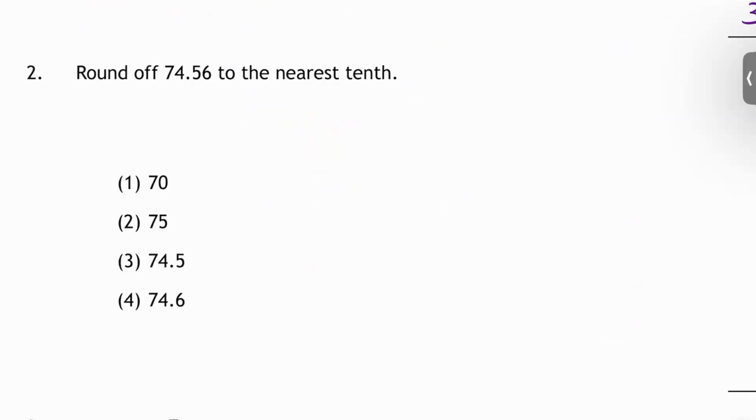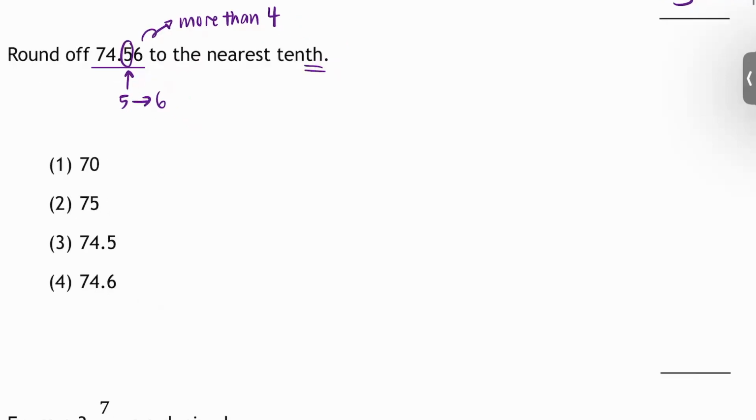Next question is on rounding with decimals. Round off 74.56 to the nearest 10th. So let's take a look at where the 10th place is, which is this number. So always look at the place value and the one after it. So the one after it is the 100th place. So this is the number 6, which is more than 4. So 5 and above, you have to round. Okay, so we'll round it up. So your 5 needs to become 6. So the answer will be 74.6.